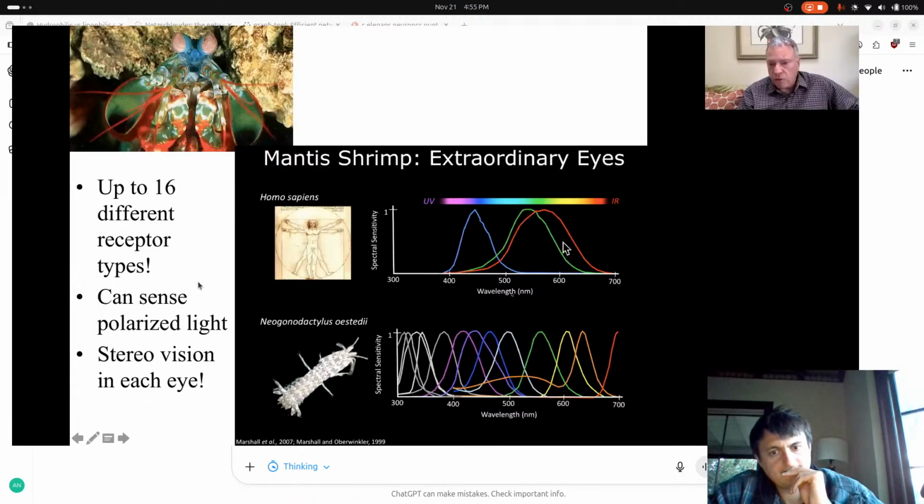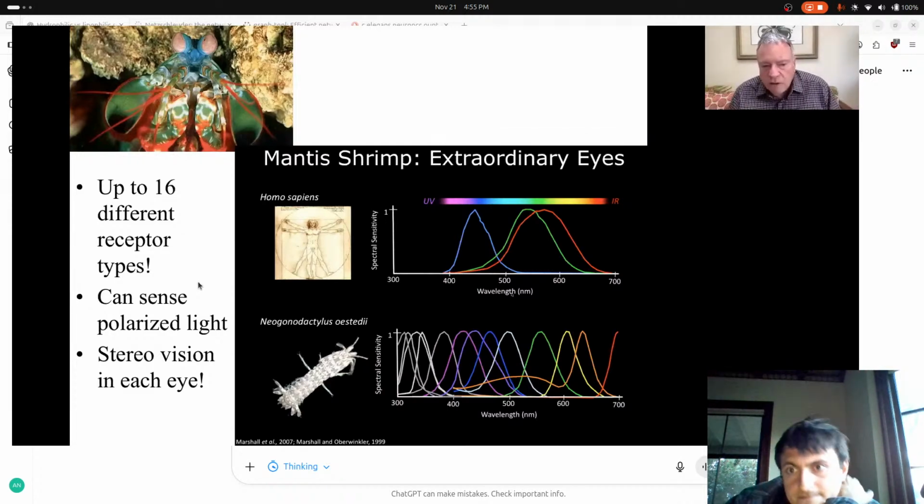Right? So here's our color vision, our 3 types of photoreceptors and our visual spectrum. Here's their visual spectrum. What are they doing with that? Behaviorally, we don't really see that they necessarily have that great color discrimination, but is it because we're not testing them right? We have no idea.